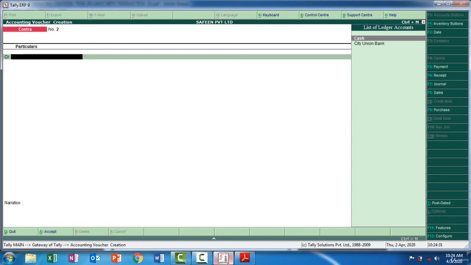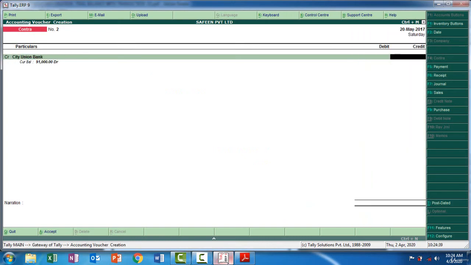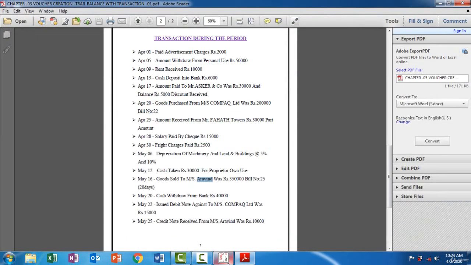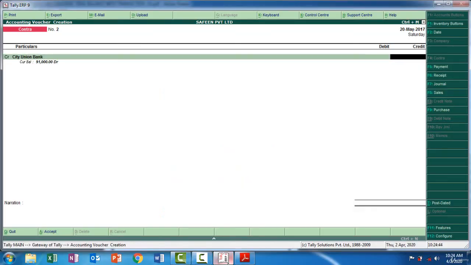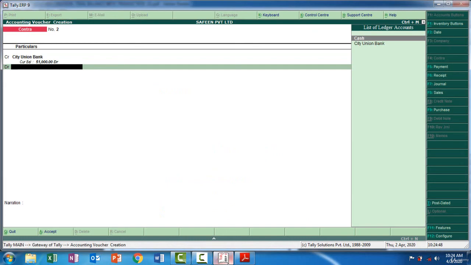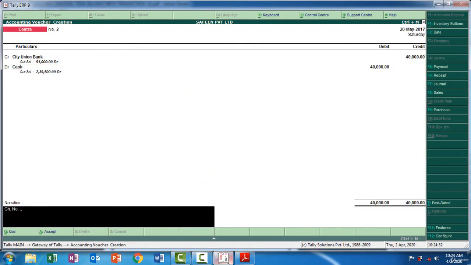The credit, what is the credit? Cash withdraw. So bank account credit. So City Union bank account credit. How much? 40,000. Debit is cash account. So I'm going to choose cash account debit 40,000.